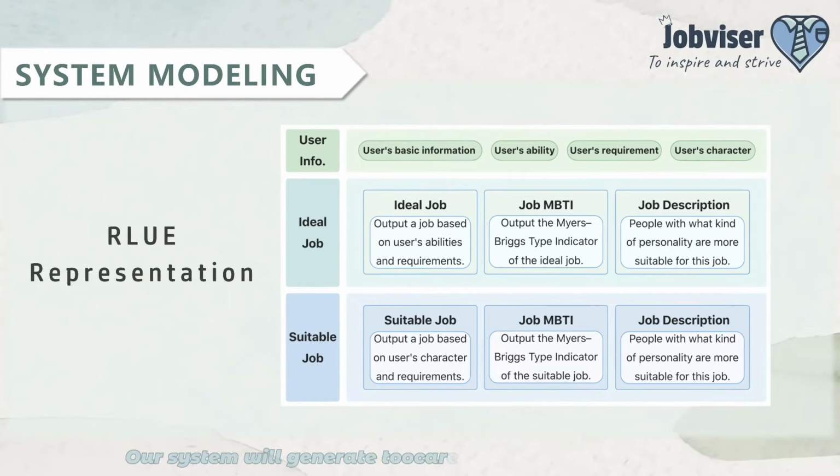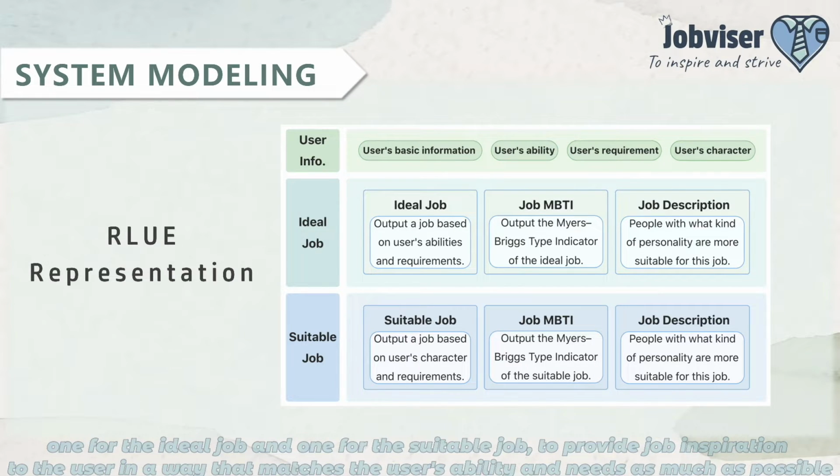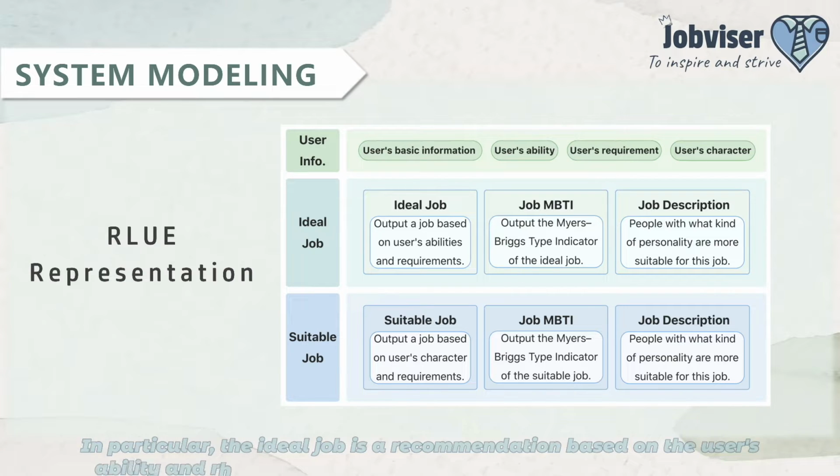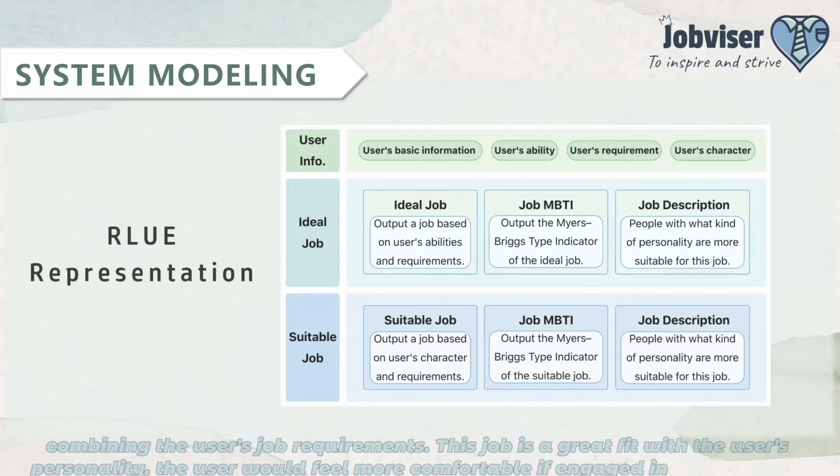Our system will generate 2 career recommendation plans, one for the ideal job and one for the suitable job, to provide job inspiration to the user in a way that matches the user's ability and needs as much as possible. In particular, the ideal job is a recommendation based on the user's ability and requirements, which matches the user's current field. Combining the user's job requirements, this job is a great fit with the user's personality. The user would feel more comfortable if engaged in this direction.